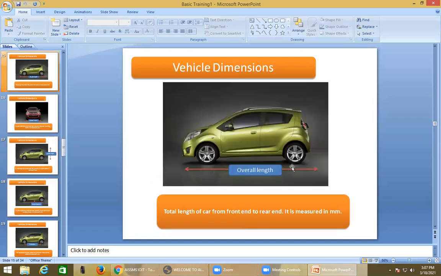Okay. Then I will discuss the vehicle dimensions. So what is the overall length? The total length of the car from the front end to the rear end is called the overall length. It is always measured in terms of millimeters. The picture is showing the overall length of the car.